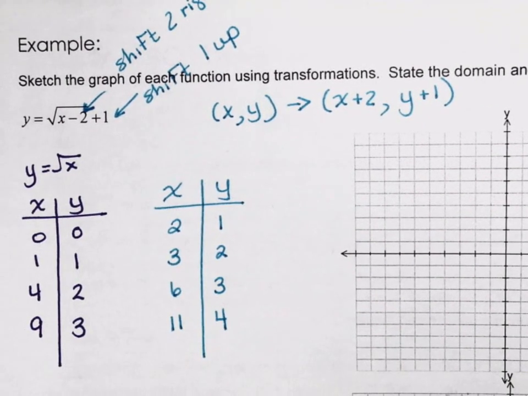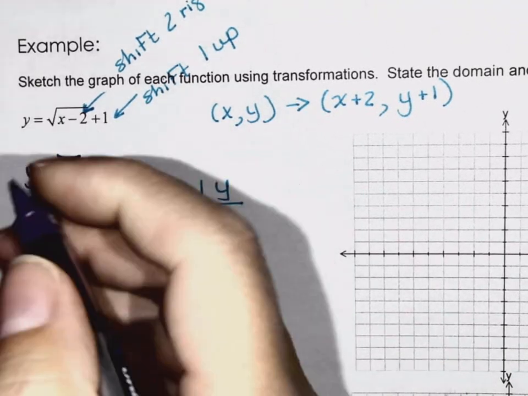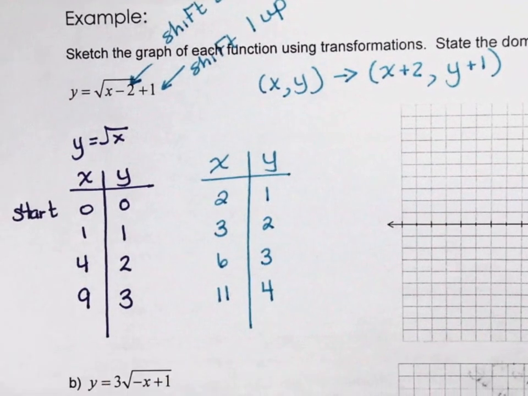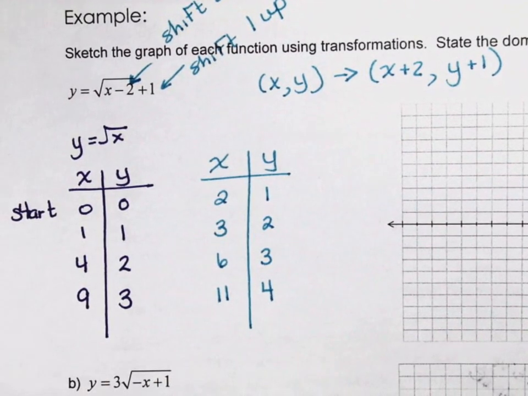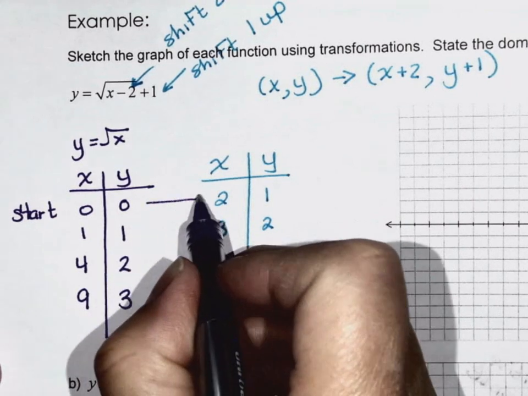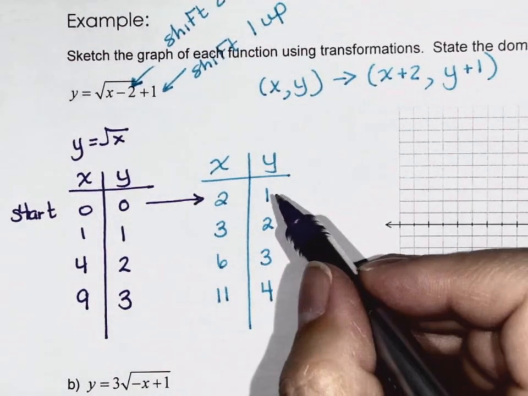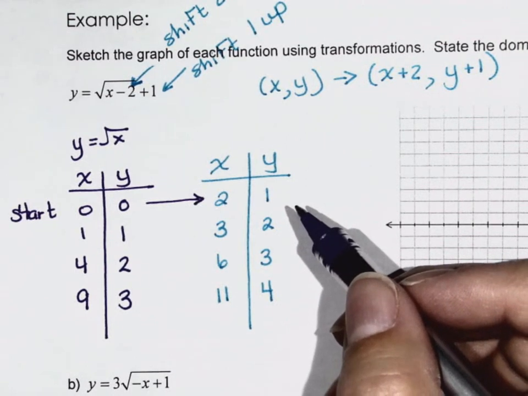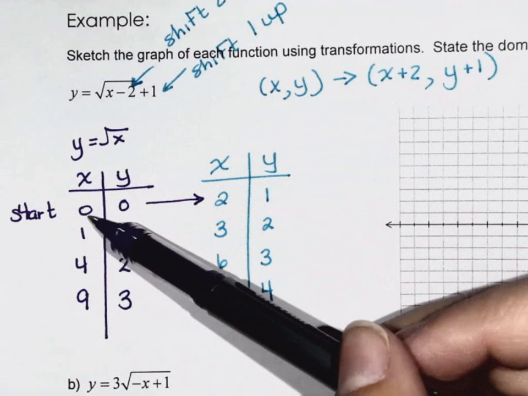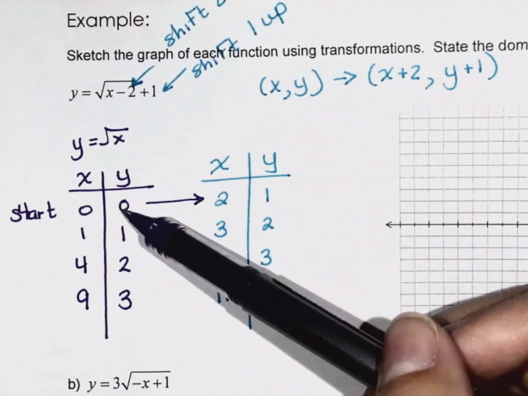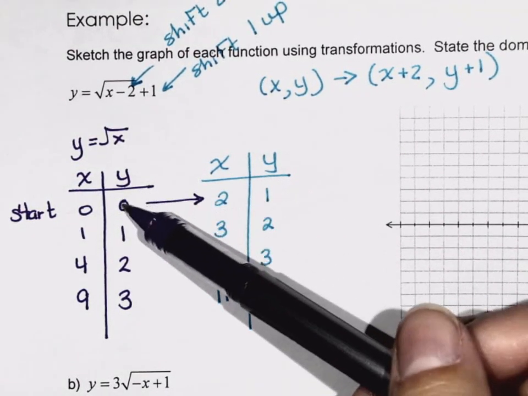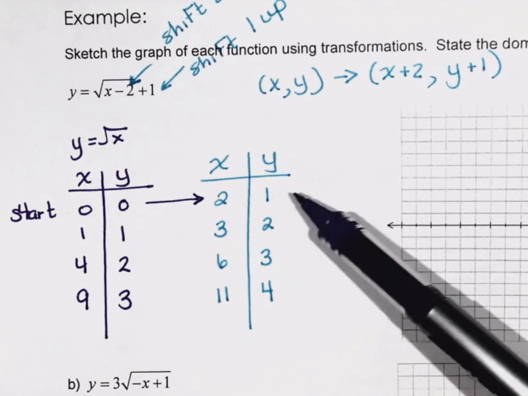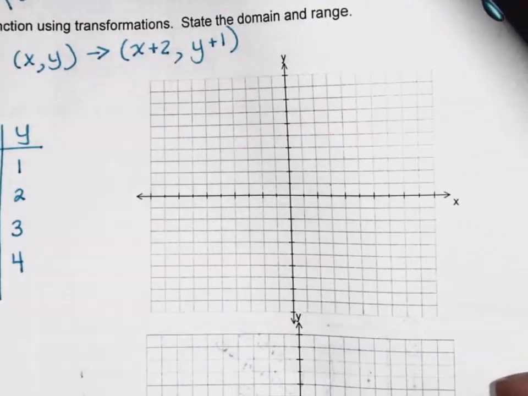All right, so 0, 0. This is our start point. Remember that this was a closed circle. That was our closed circle end point. So now that point translates to here. So that becomes our start closed end point. So with the radical graphs, we have to make sure that we pay attention to where this point translates to, because we need to mimic that same end point. So now I'm at 2, 1. So let's go ahead and graph that.